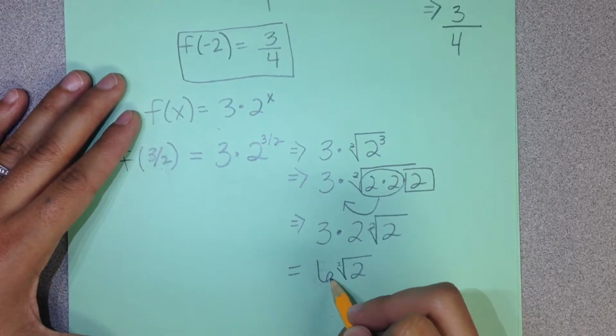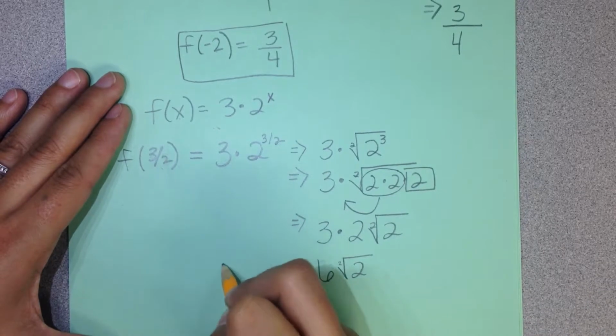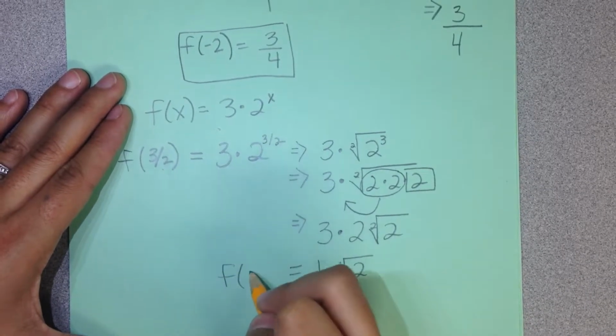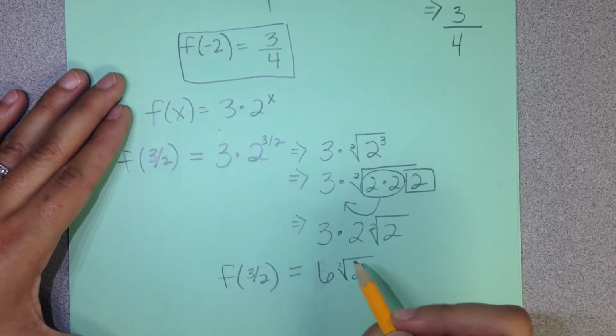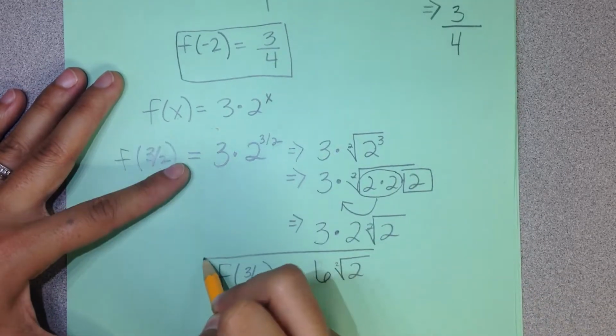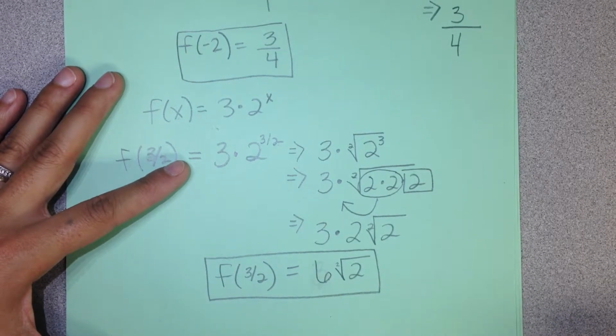And so you don't technically need that 2 on the outside, but you can write it if you want. And so we get an answer of 6 times the square root of 2, and that was evaluated when x was 3/2. So at f of 3/2, your function equaled 6 times the square root of 2. And that would be your answer.